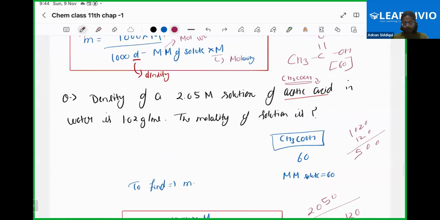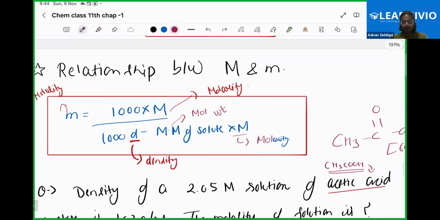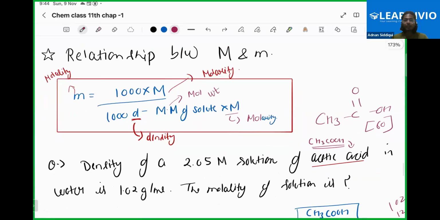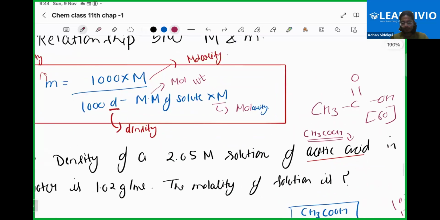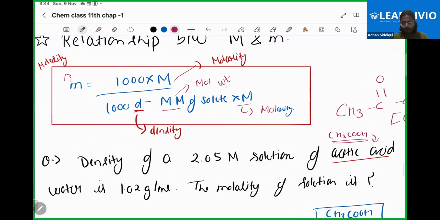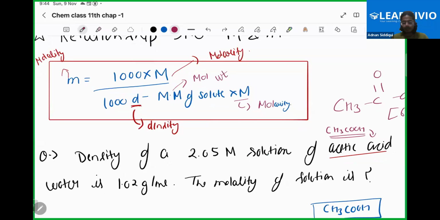This is the relationship between molality and molarity. Suppose they have given you molality and they are asking you about molarity. So you can use this formula. This is molality, small m. This is molarity, capital M, right? The relationship is molality is equal to 1000 m divided by 1000 d minus molecular weight of solute into molarity. You just have to learn this. This is the molar mass of solute, into molarity. Let us take an example.